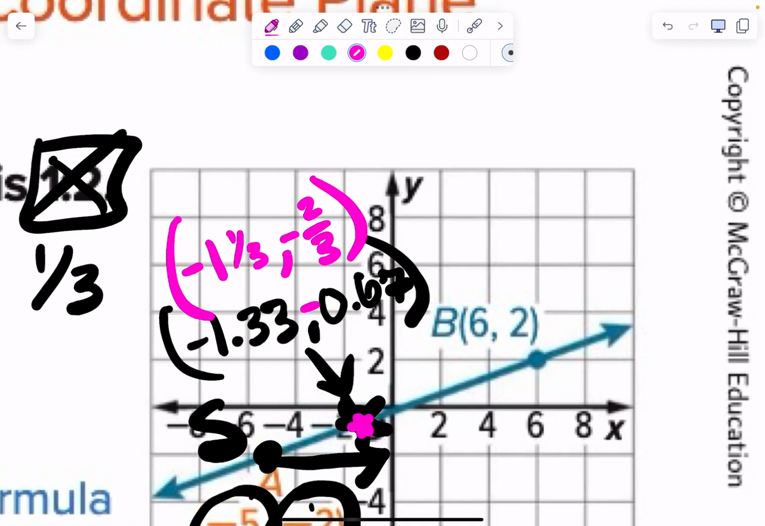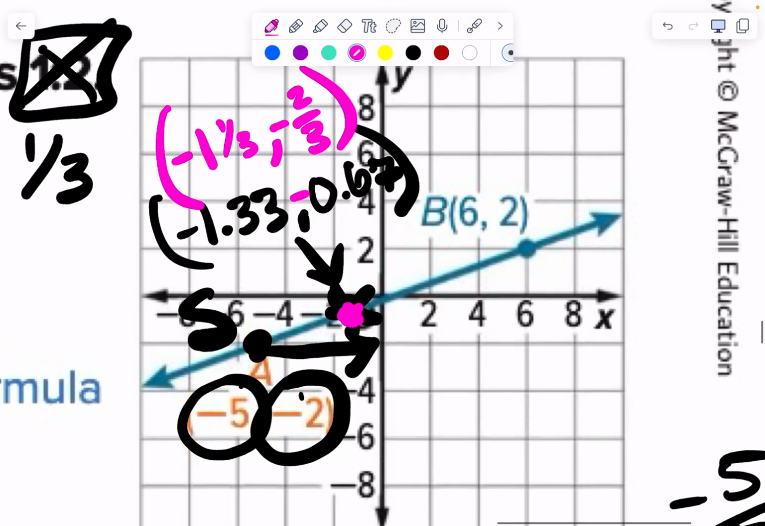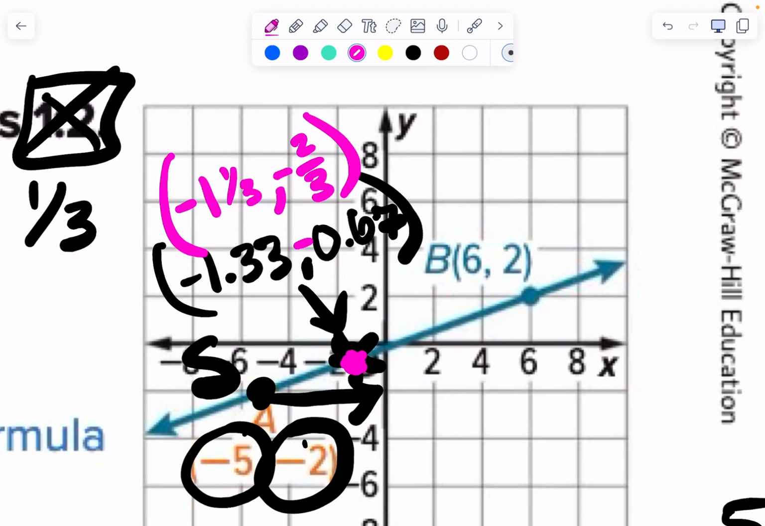Good thing I checked. He should be down here. -1.33 and -0.67 or -2/3. That's where he's at. Okay, does that look like where he's at? Yep. Okay, beautiful. Do we see how this works? We're just doing two different ways, in fraction or decimal.